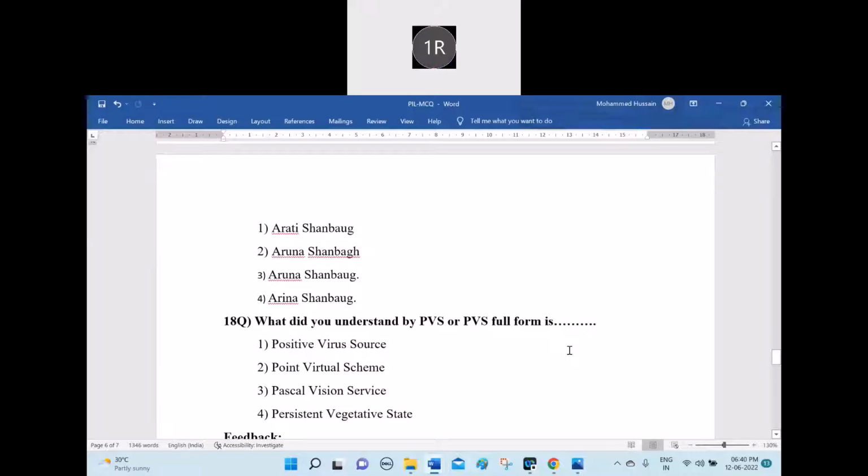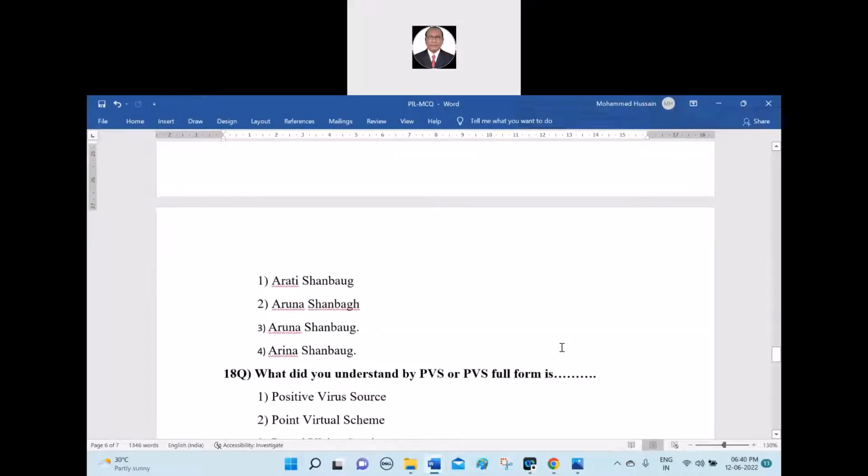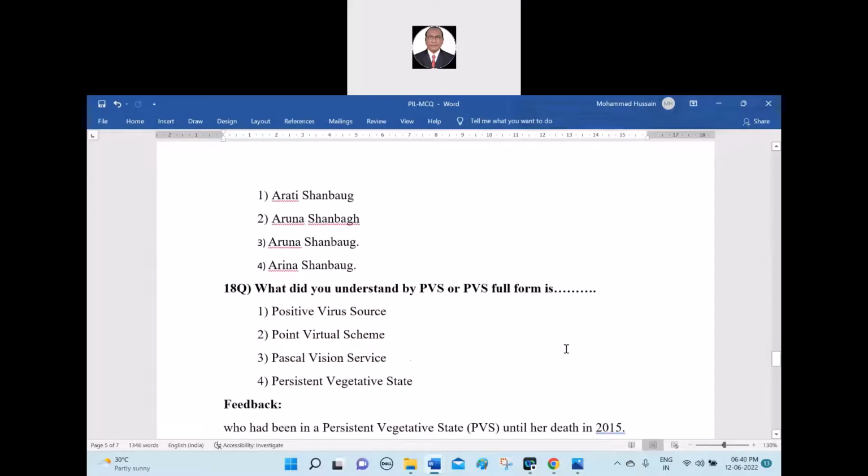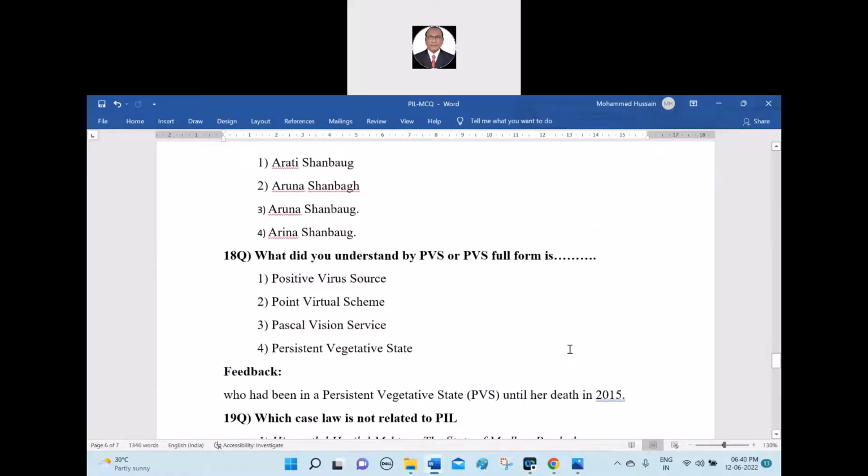Persistent vegetative state. See, when I give the options, you will be in a position to give the answer because you know the technique of it. By using logical reasoning, you can give the answer. That's why I did not show the options. I asked what is the PVS full form. At that instance, you kept quiet. When I showed the options, you used my technique. Because I trained you in such a way, even though you did not know it, by looking at the options, you can easily make out that that is the right answer.